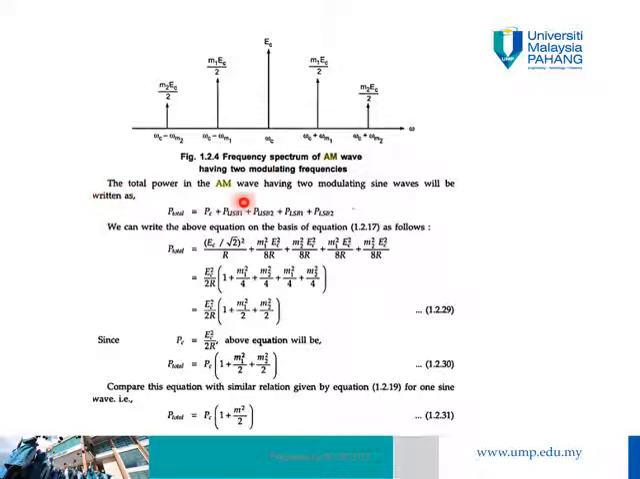The total power in the AM wave having two modulating signals will be written as this, and we can solve this equation to become P total equal to PC bracket 1 plus m1 squared over 2 plus m2 squared over 2. Comparing this equation, similarly we can say that P total equal to PC bracket 1 plus m squared over 2.